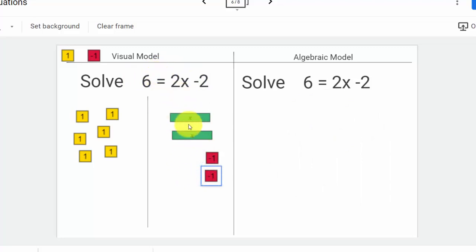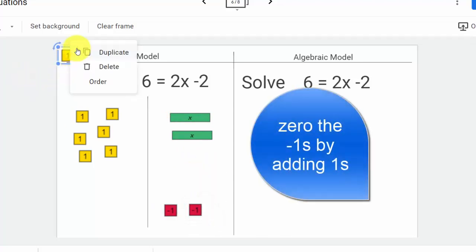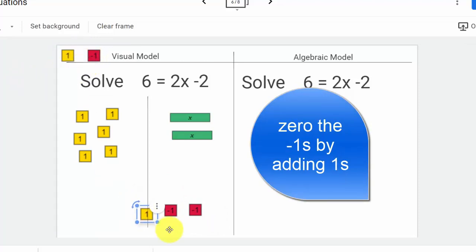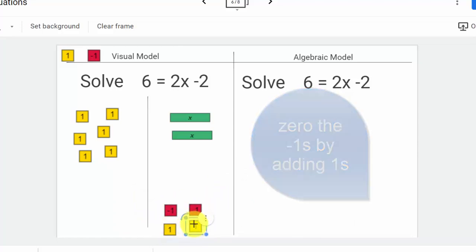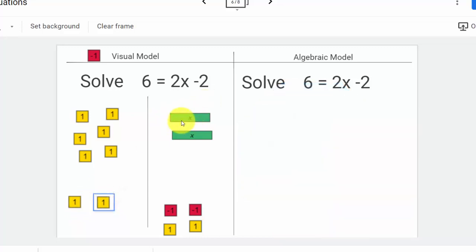I really just want x's on its own, and this minus 2 is bothering me, so I can zero them out again. So remember, we take a 1 and we can add 1 here. I'm going to add another 1 here, and now the negative 1 plus 1 is zeroed out, and the negative 1 plus 1 is zeroed out, so we don't have to worry about those. But since I added 2 to the right-hand side, I better add 2 to the left-hand side to make it fair.